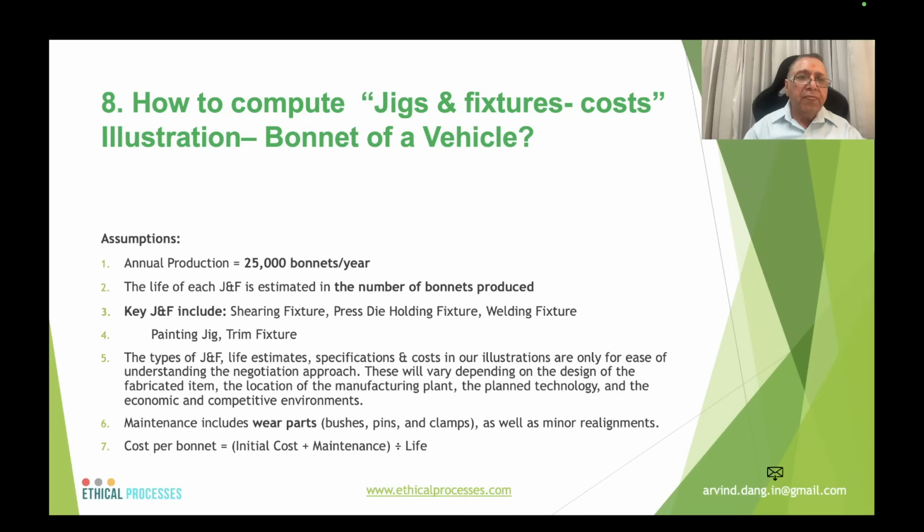Jigs and fixtures. Again, with the same assumption of volume, the key jigs and fixtures assumed are shearing fixture, press die, holding fixture, welding fixture, painting jig, trim fixture, etc. The types of jig and fixture, life estimate, specification, and cost are only illustrative and only for understanding. Maintenance costs include wear parts like bushes, pins, and clamps, as per the minor realignments, and cost per bonnet is based on the initial cost plus maintenance cost divided by the life.